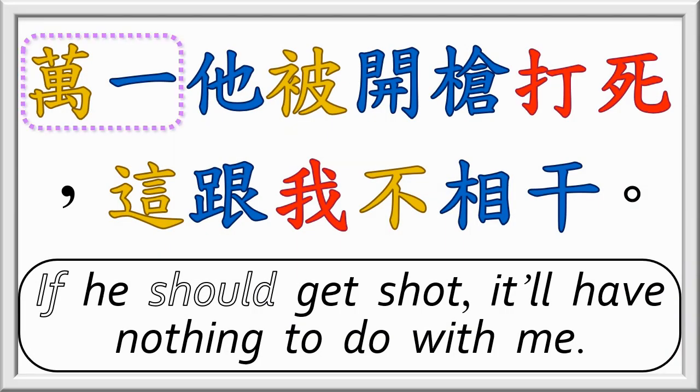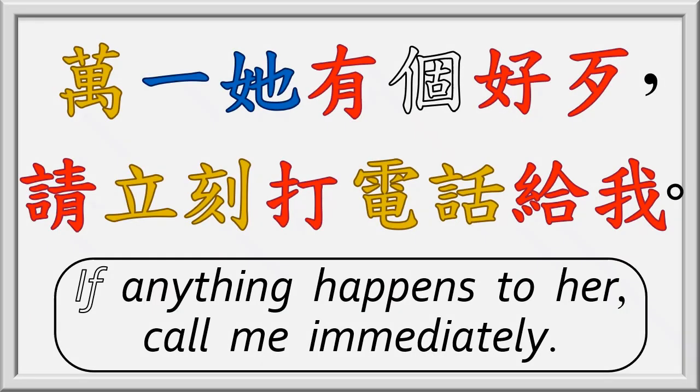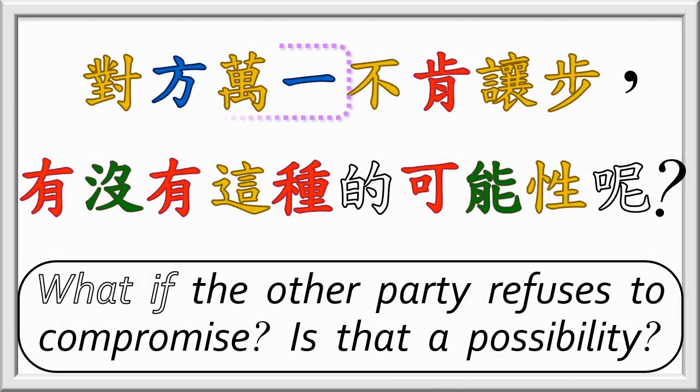万一他被开枪打死，这跟我不相干。If he should get shot, it'll have nothing to do with me. 万一他有个好歹，请立刻打电话给我。If anything happens to her, call me immediately. Remember that 好歹 here means an emergency or an accident. 对方万一不肯让步，有没有这种的可能性呢? What if the other party refuses to compromise? Is that a possibility?